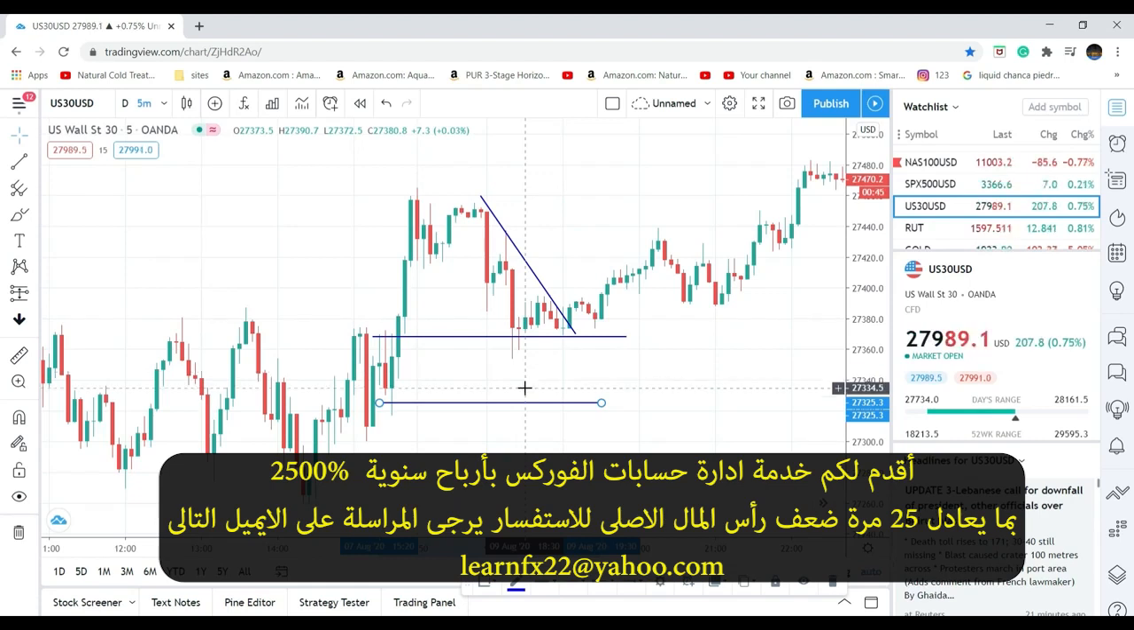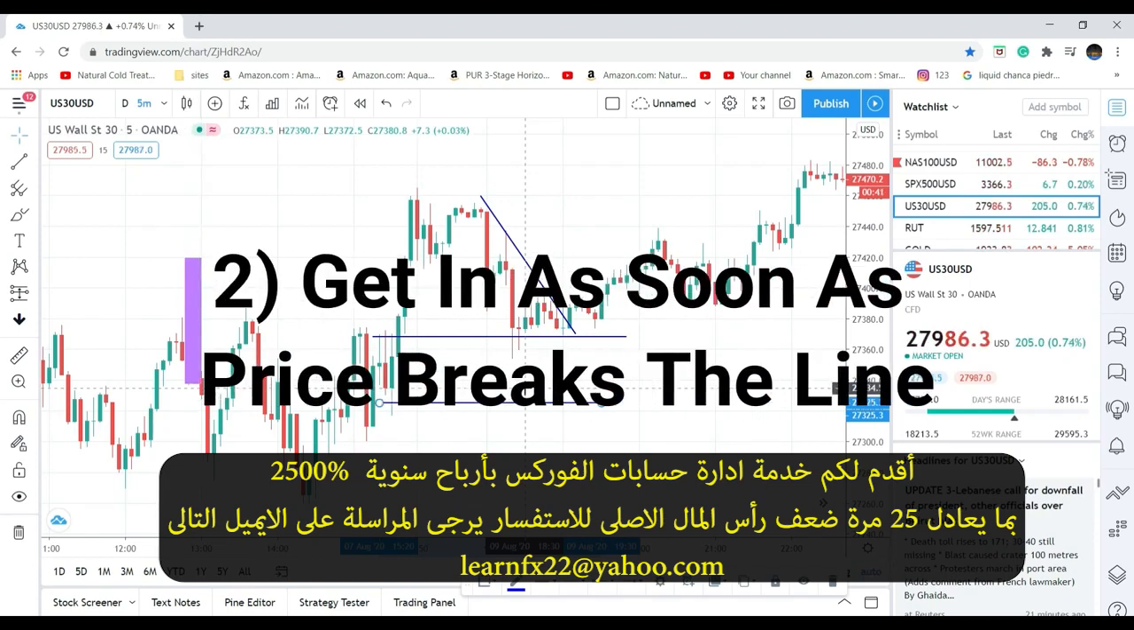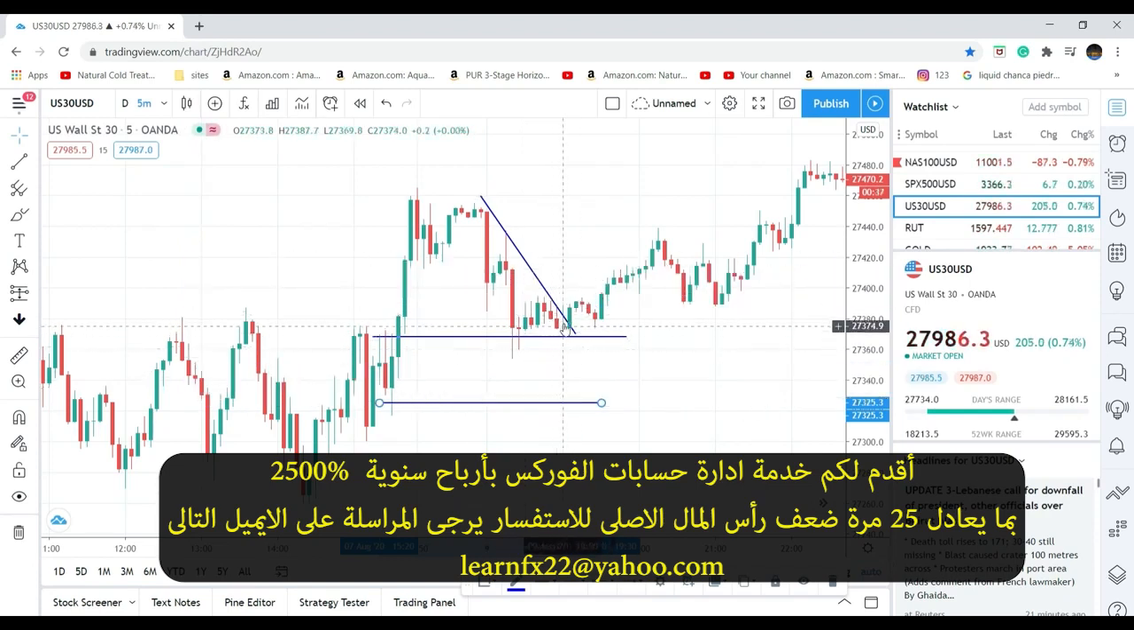So the second way to get in using a trend line break is, as soon as price breaks that trend line, boom, you get in the market. As soon as you see price breaks this trend line right here, guys, boom, you're in the market, and you're basically waiting for the market to go up. So that's the second way.